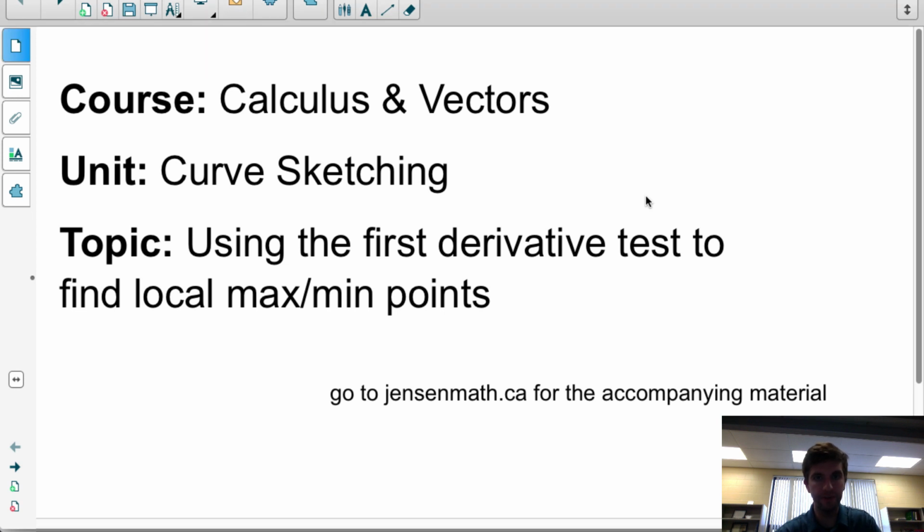So here's the next video in the Calculus and Vectors course. This is in the calculus part of the course still. We're going to look at curve sketching, and specifically the topic is going to be on using the first derivative test to find local max and min points.